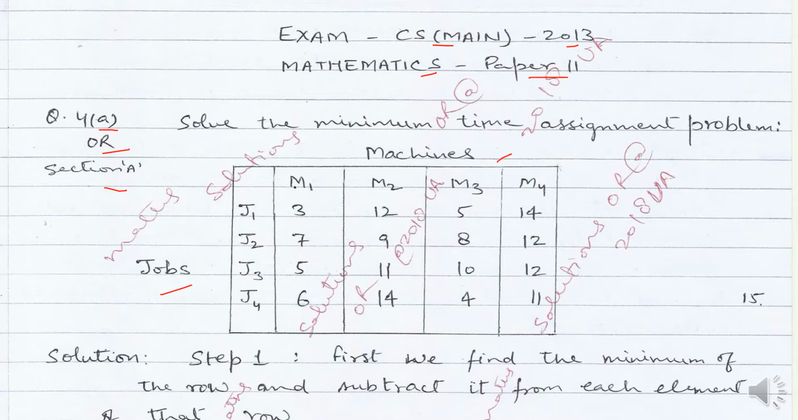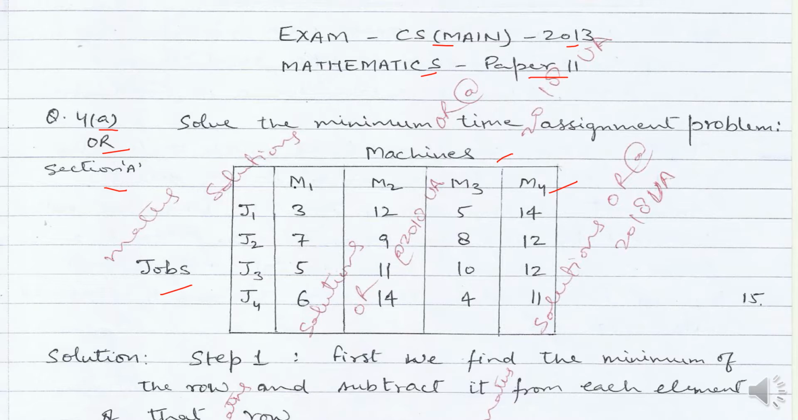In this question jobs and machines have been given. J1, J2, J3, J4 are the jobs, M1, M2, M3, M4 are the machines, and in this table the numerical values are the time which a machine takes to complete the corresponding job.